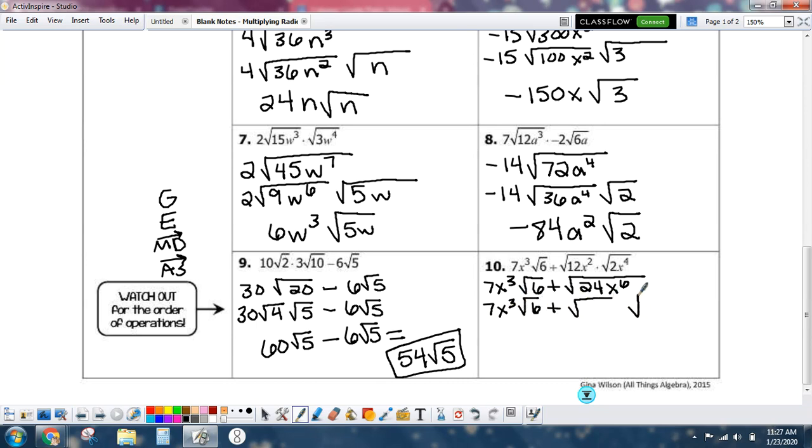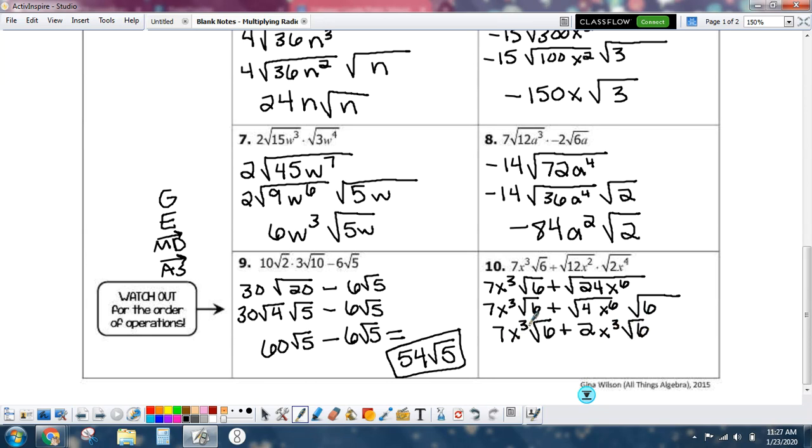And the biggest perfect square that goes into 24 is going to be 4 and 6. And then x to the 6th, that's an even number, so I'm going to put that under here. The square root of 4 is 2. And then x to the 6th, the square root of that, 6 divided by 2 is 3. Bring down the square root of 6.